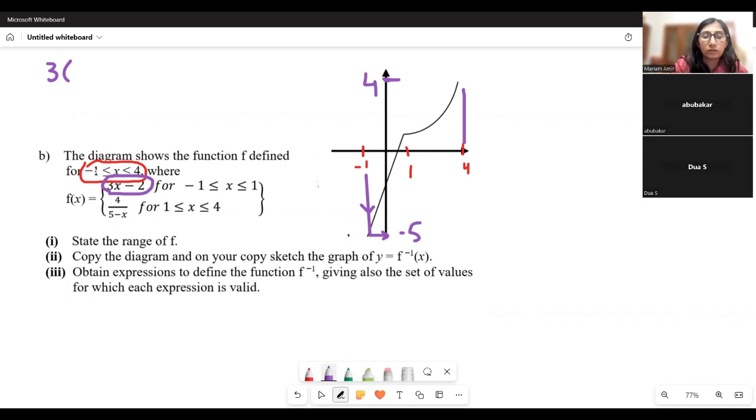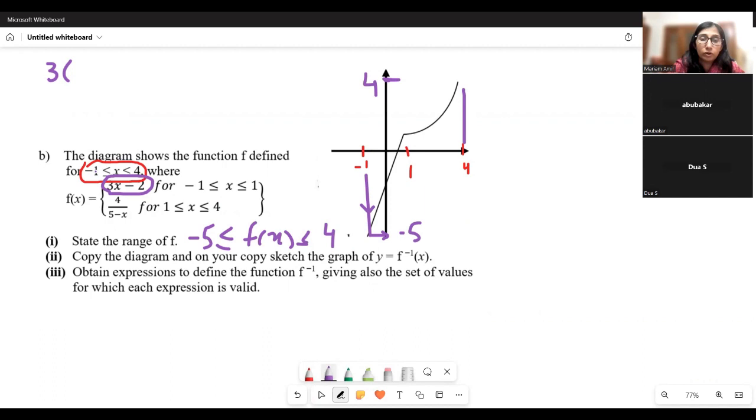So the range is, this sign, f(x), same sign again, and I wrote it wrong, 4 here and -5 here. That's the range of the function, between -5 and 4.